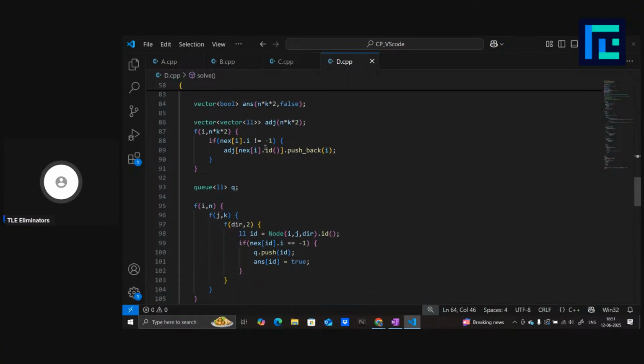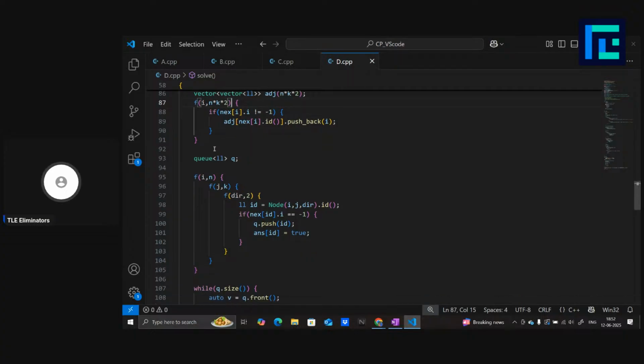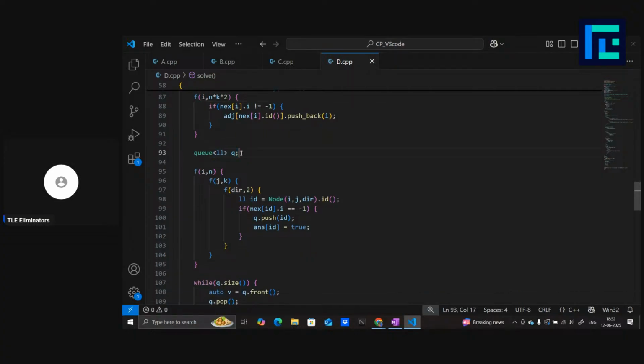Then what I do is I reverse the edges. So I have this adjacency list, and what I'm doing is adjacency of next of I dot pushback I, for all of them. And then I'm running a multiple-source BFS from all the base cases.